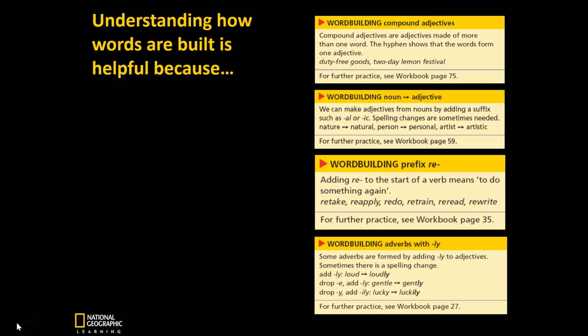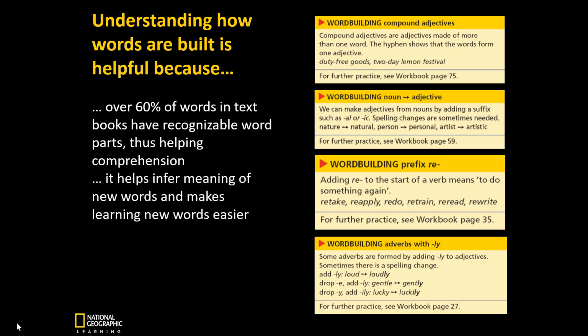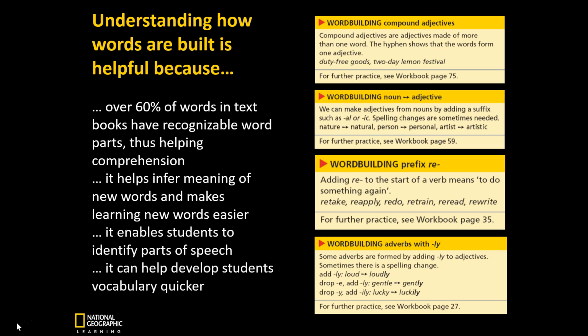Firstly, research suggests that 60% of words in textbooks have recognizable word parts, thus helping comprehension. It also helps infer meaning of new words and makes learning new words easier. It enables students to identify parts of speech, and it can help develop students' vocabulary quicker. Of course, it's also a useful skill for international English exams. It's worth noting that while there are some practice activities in the student's book, there are further activities available in the workbook.